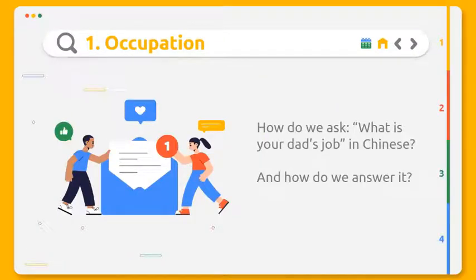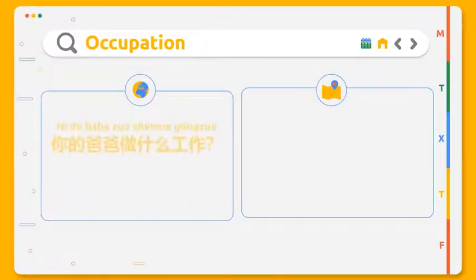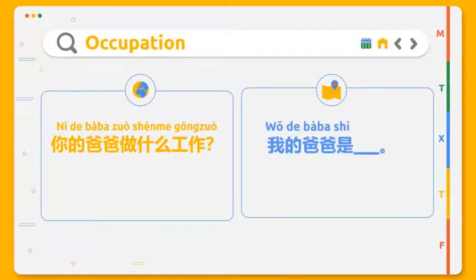So how do we ask what your dad's job is in Chinese? Yes, we just practiced that. 你的爸爸做什么工作? We can say 我的爸爸是 something, the job. 我的爸爸是, maybe doctor, 医生. Yes, 我的爸爸是医生. Very good.